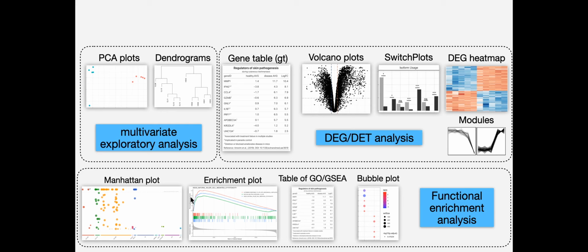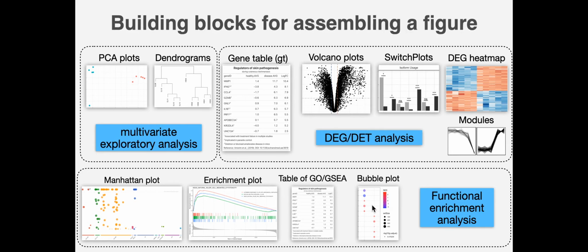We have enrichment plots that show the enrichment score for any given signature across our whole data set. And those are from gene set enrichment analysis. We could obviously take any of the results from a GO enrichment or a GSEA and show a table of those as well. And we can summarize those kinds of tabular results in bubble plots and other kinds of visuals. So these are really building blocks for assembling a figure.